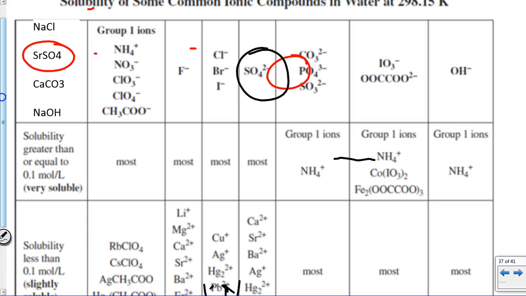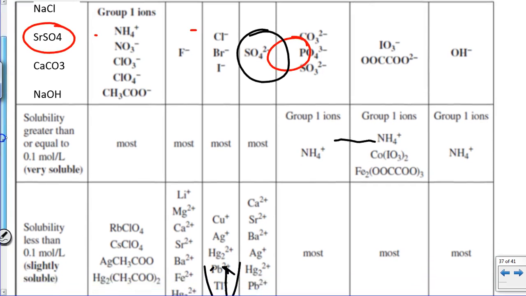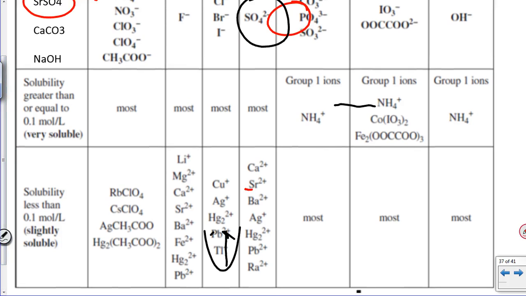SO4, we're going to do the exact same thing. The only catch is, now, when we come down to the list, strontium is on our list. Because strontium is on our list, we will not go to the most. We will stay here, and we will carry this one over to be slightly soluble.